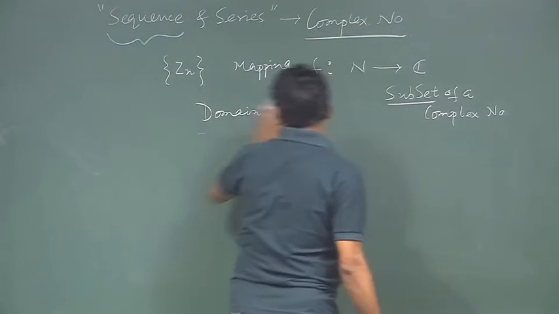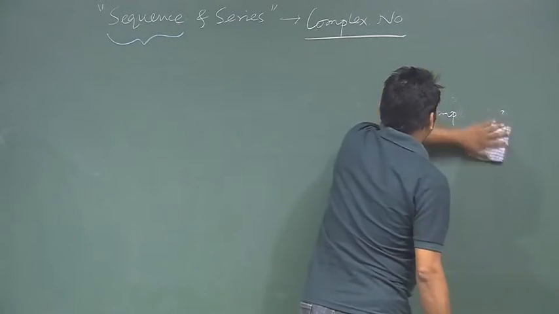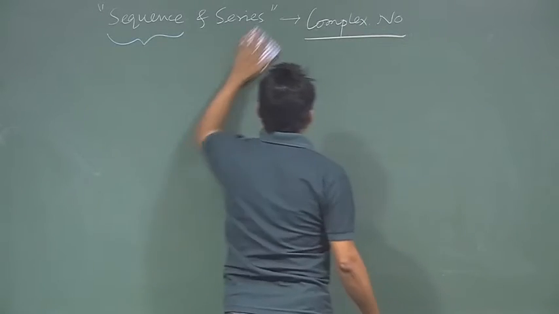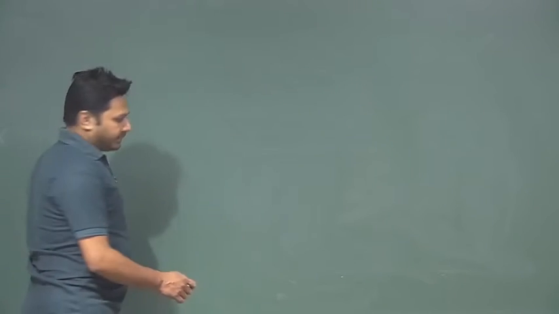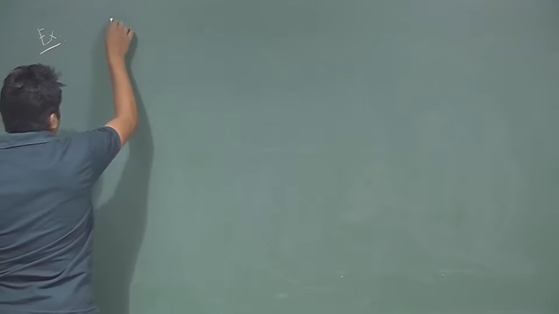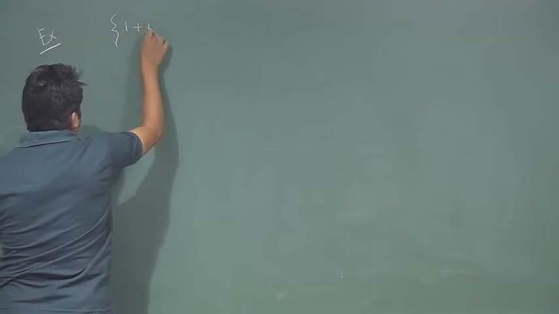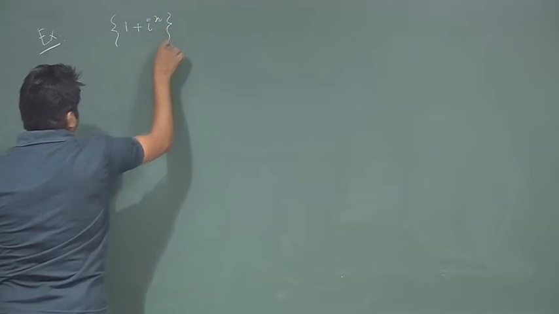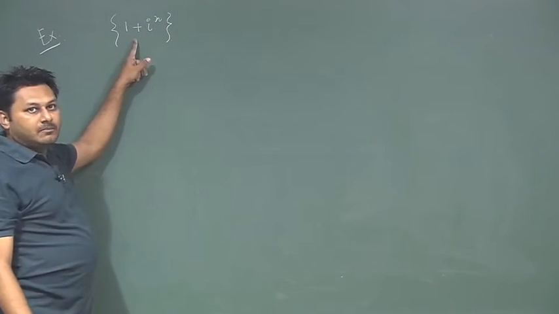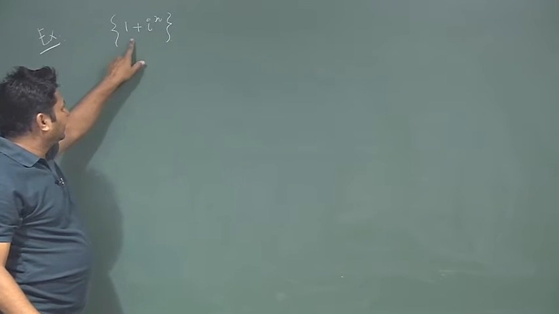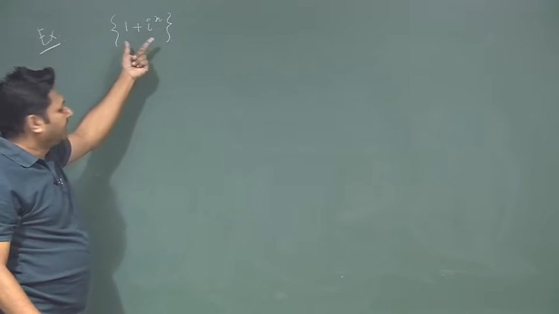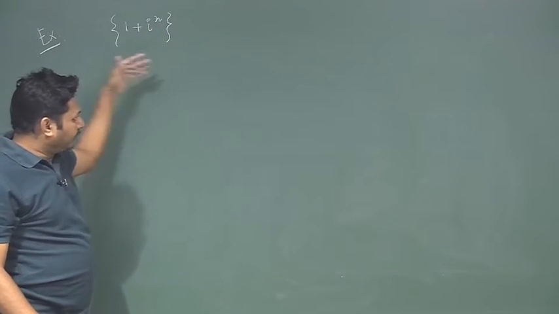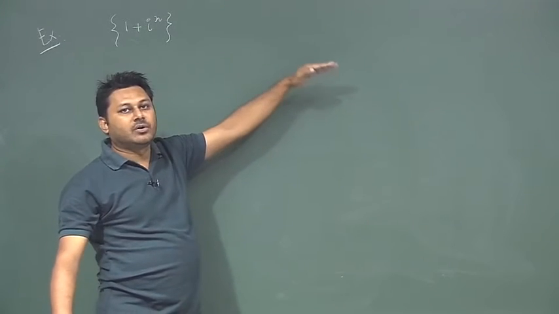With this very brief definition, let me erase this. Let me give you one example that may make life easier: (1 + i)^n. This is obviously a complex number, and it depends on the value of n, where n is 1, 2, 3, 4, 5, and I will have different complex numbers. These different complex numbers will form a sequence, that is all.